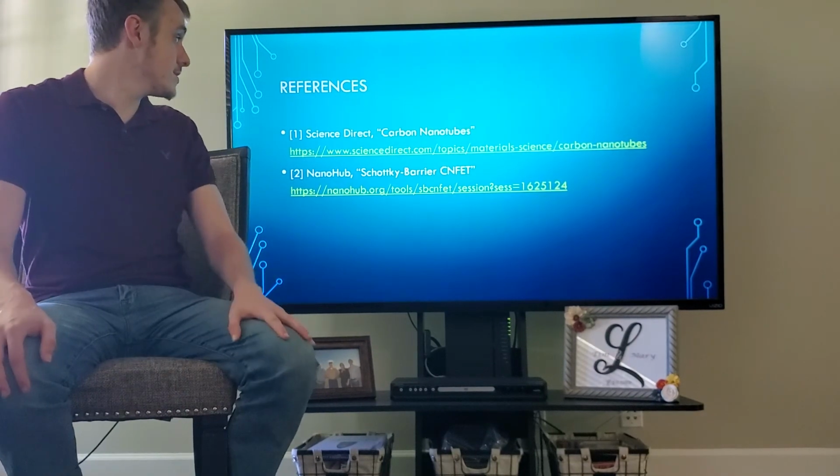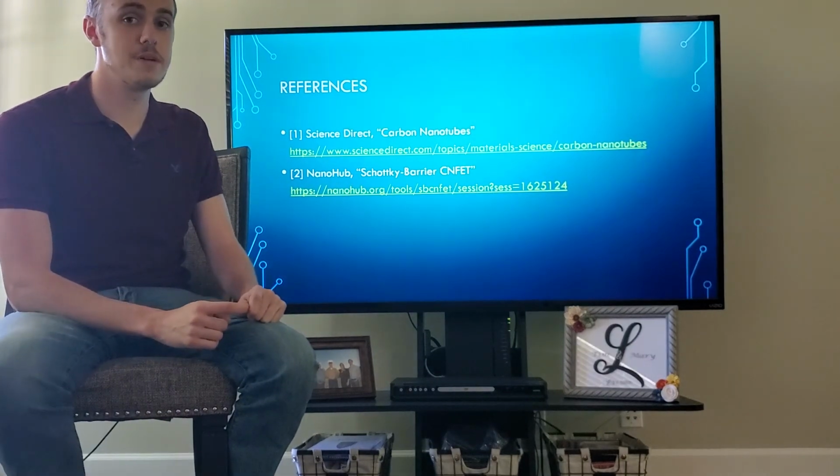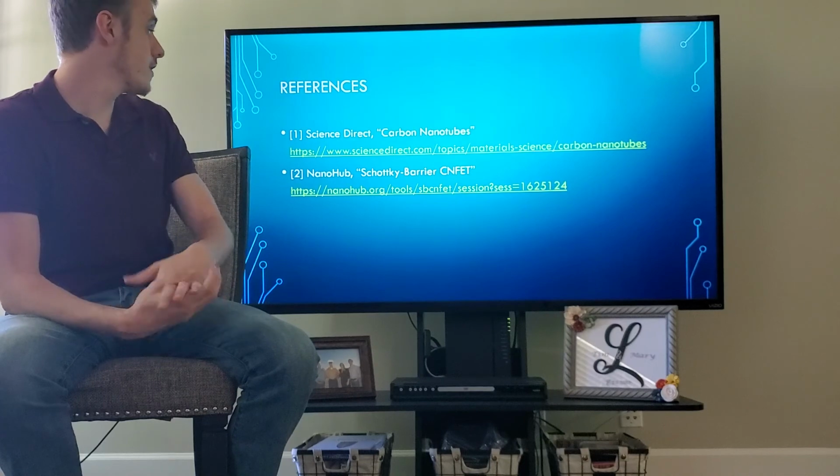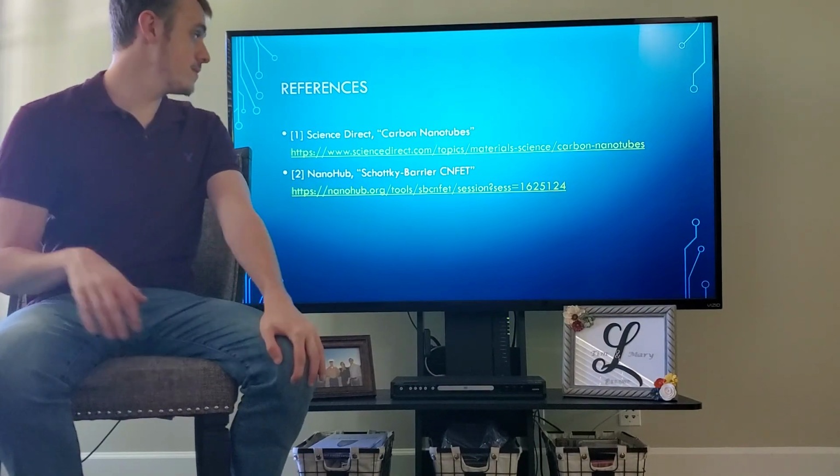Here are my references for this: the Science Direct article on carbon nanotubes, where I used some information to describe what they were, and the actual NanoHub tool itself.